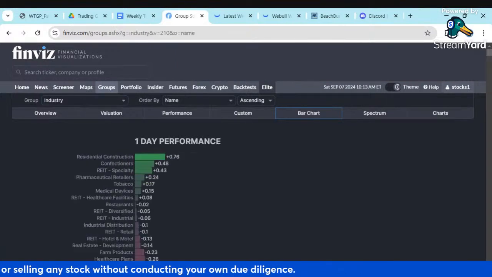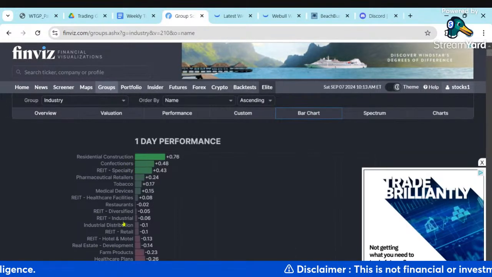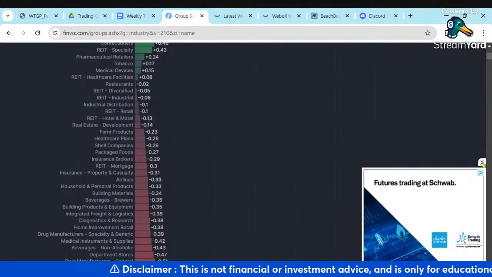So if we look at a breakdown of the industries, again, the strongest real estate, REITs, residential construction, everything pretty red on Friday.